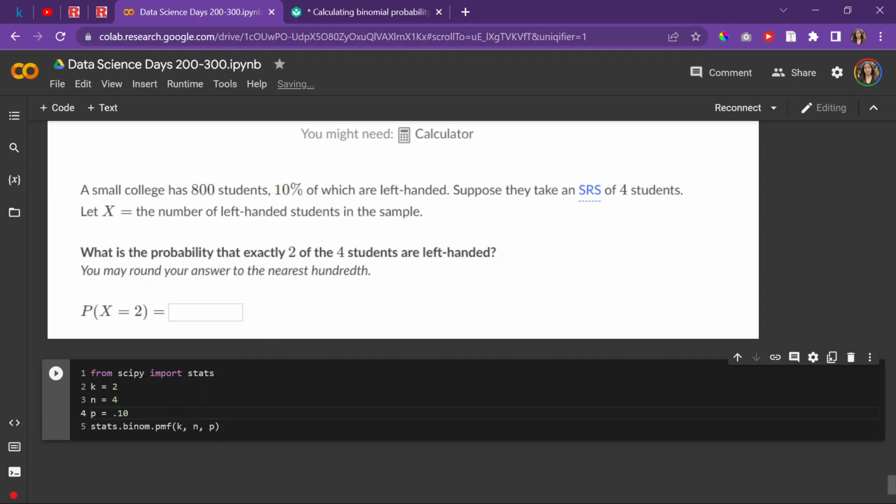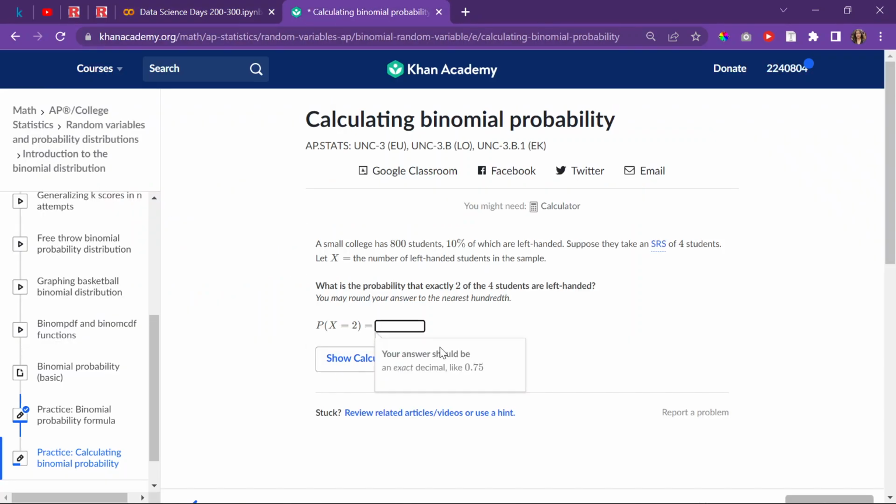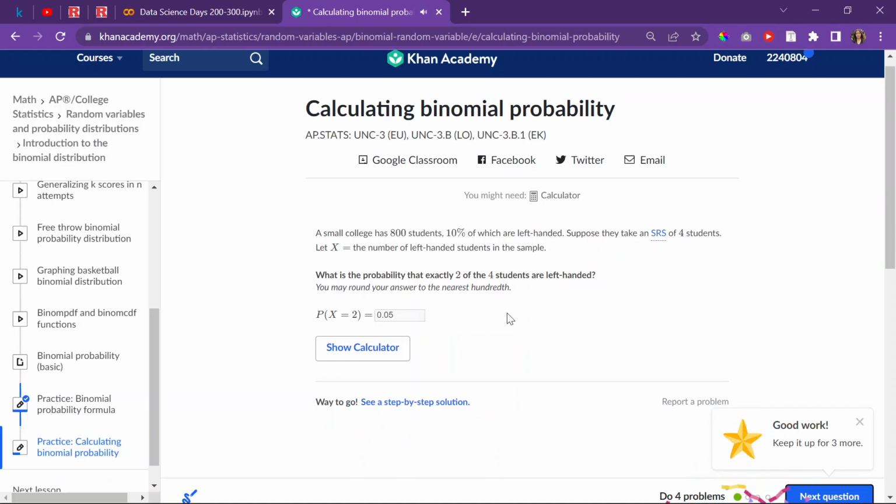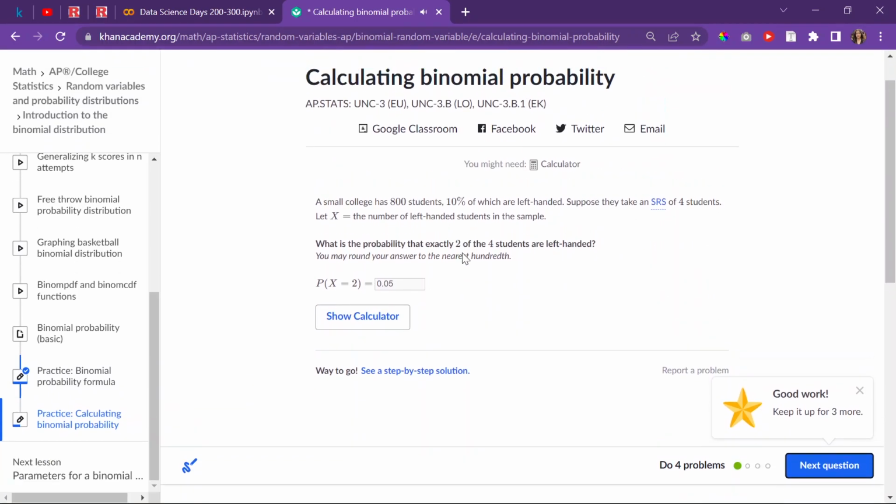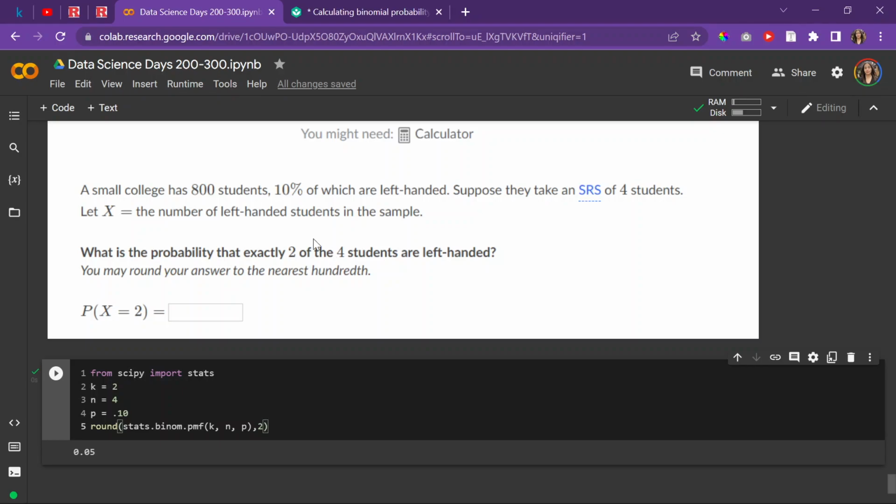Okay, and then run that and round it to 2 decimal places. Alright, and then let me check if it's the answer here. Okay, so yeah, just to show you that it's correct, now I'm going to go and explain to you what basically I did.